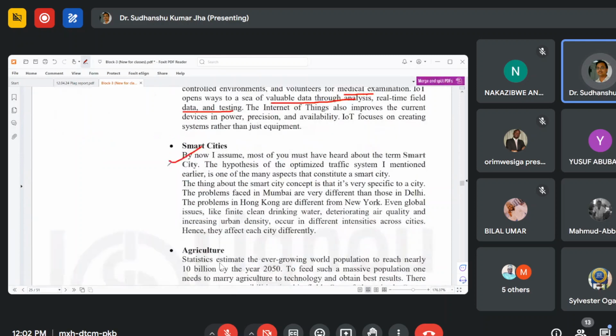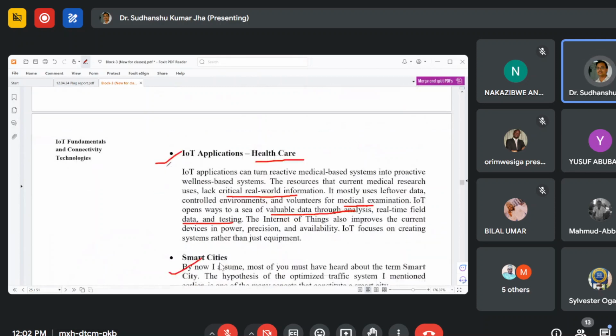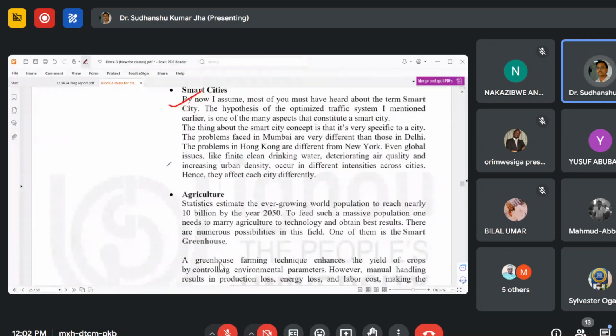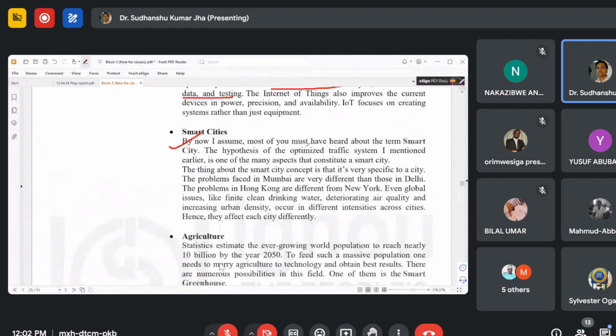Similarly, smart cities are now being built up, and the core components of smart cities are IoT devices. These IoT devices provide various functionality to smart cities, like traffic monitoring, optimized traffic decisions, etc.